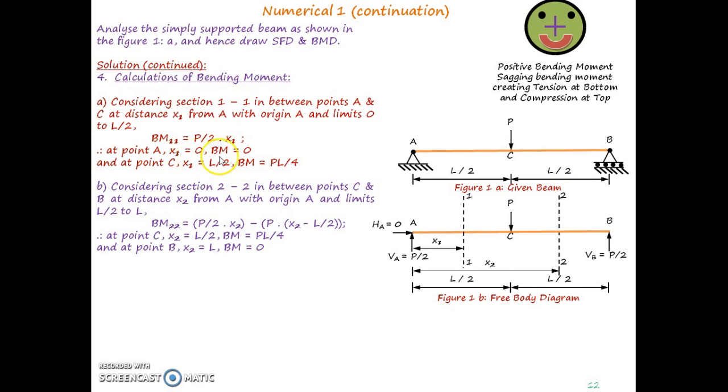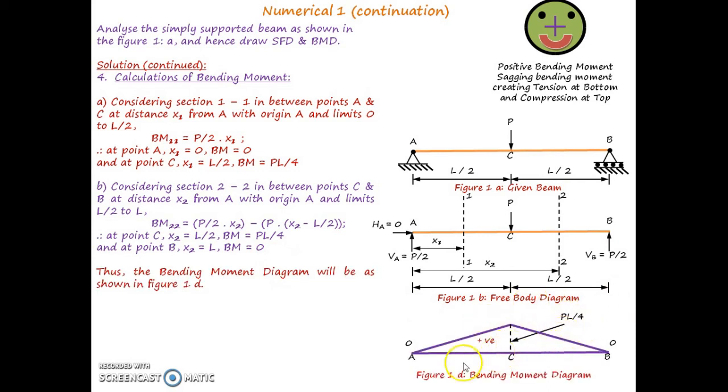At point A, the bending moment is 0. At point C, the bending moment is PL by 4. And at point B, the bending moment is 0. Now, how to draw the bending moment diagram is as shown in this particular diagram. At A it is 0, at C it is PL by 4, and at B it is 0. You can draw this.